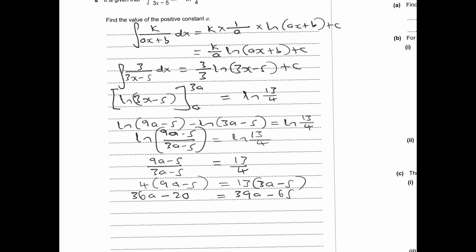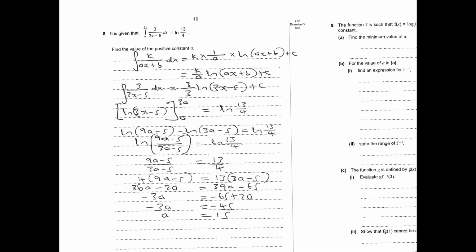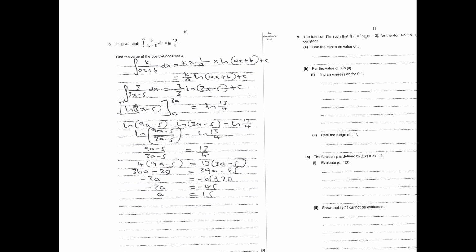So solving this for a, if we take the 39a to this side, what are you going to get? We are going to get negative 3a is equal to 20 goes that side. We are going to have then negative 65 plus 20, which gives us negative 45. So if we divide both sides by negative 3, we are going to get a being equal to 15. Okay, so that's what we need to do there. It's an easy question.